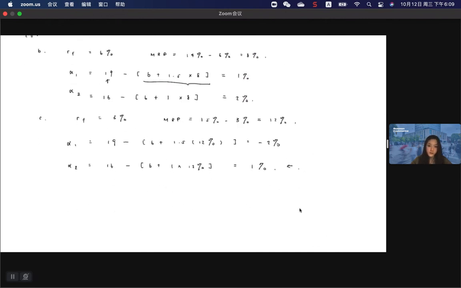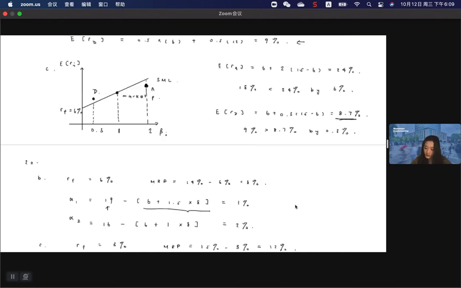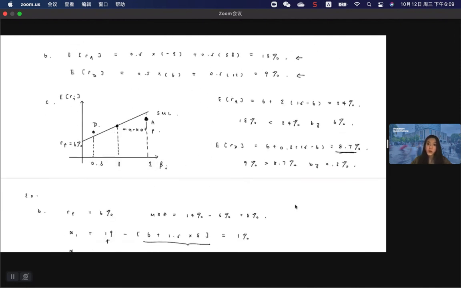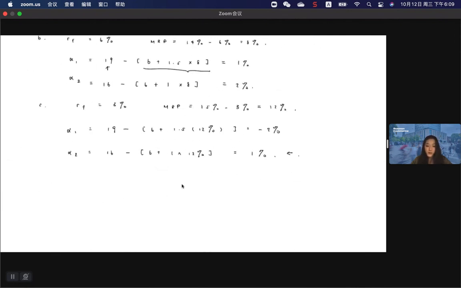Okay, so that's question number 20. And I think that's the last question for chapter 9. Any questions before we move on to chapter 10?